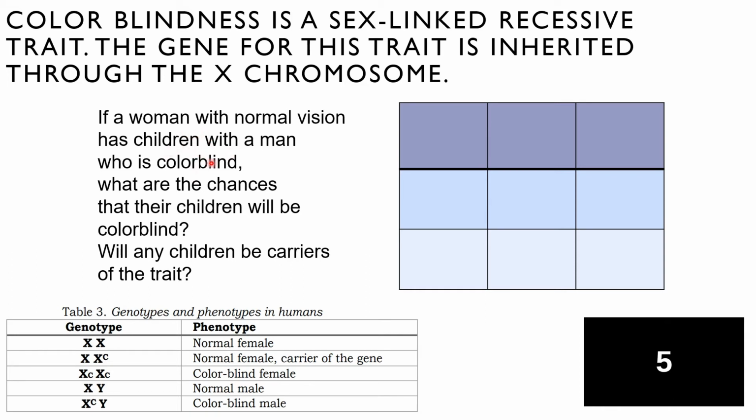The woman has children with a man who is colorblind. So the man in this problem is colorblind. What will be his genotype? That is XCY. This is the genotype for the normal vision woman, and this is the genotype for the colorblind man. This is the mother and this is the father. The question is, what are the chances that their child will be colorblind? Will any children be carriers of the trait? I will give you 30 seconds to answer the question.